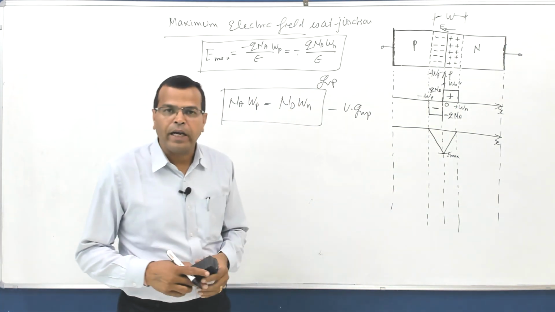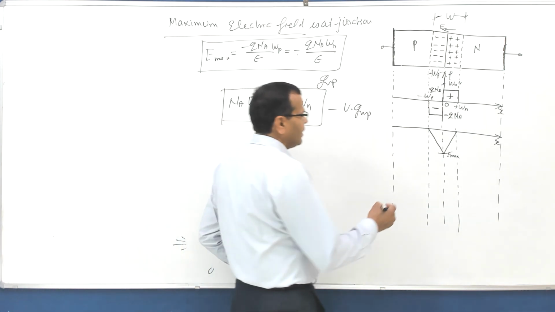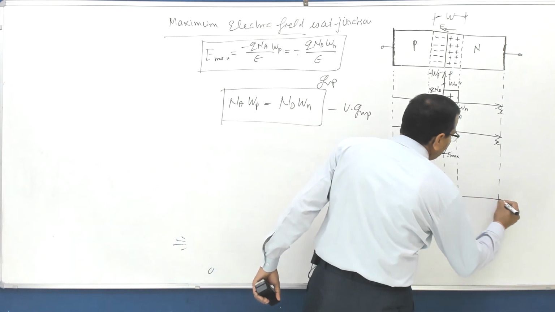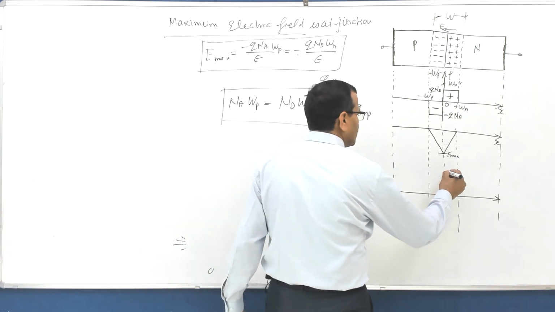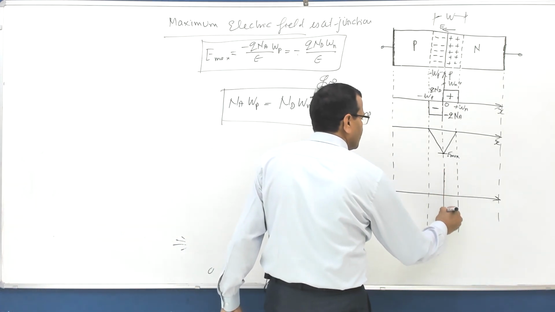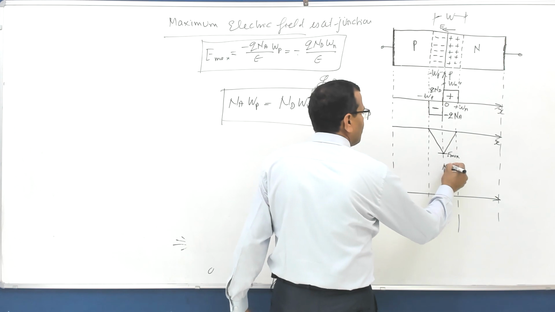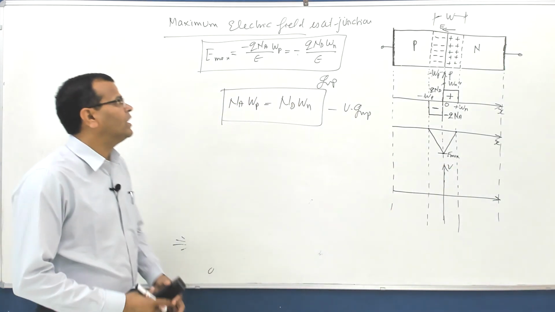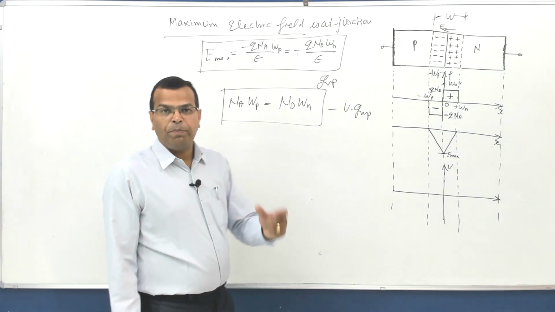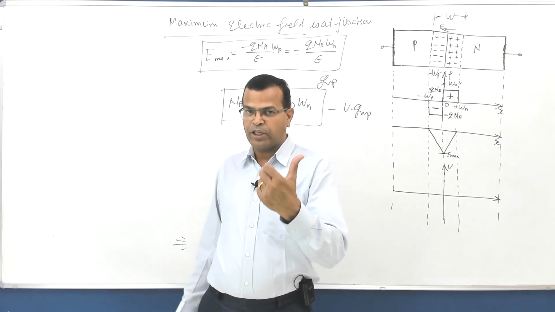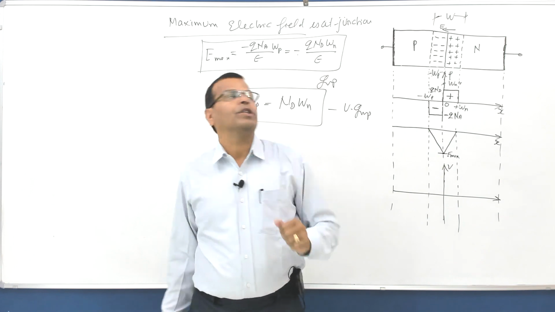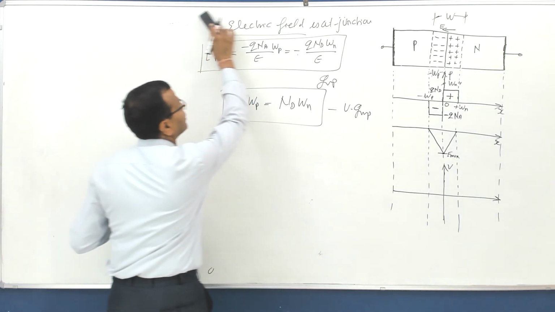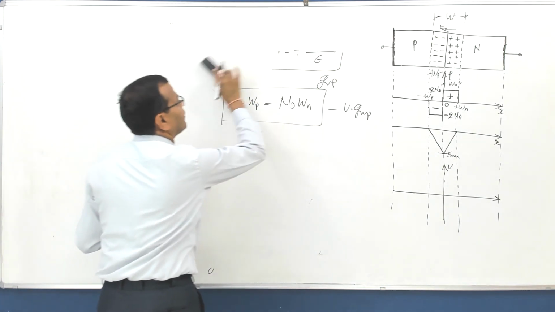We will see the next part of this topic, that is variation in the potential. Variation in potential across the junction. We will see the variation in potential. We have already seen the value of the potential barrier across the junction. That was in the previous expression we have seen. Now we will see the variation of the potential. So let us see that variation.